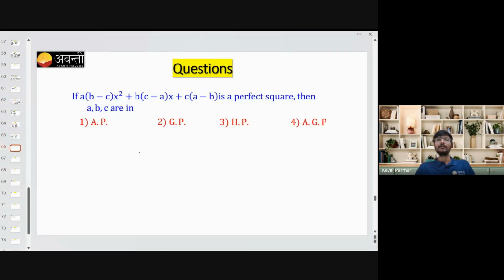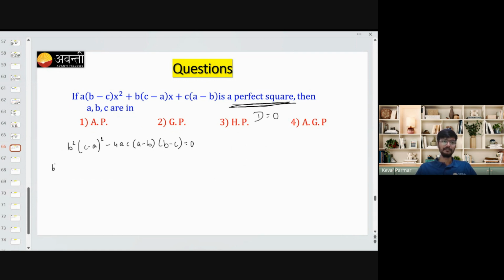Now, this is a very interesting question and a good one. It is given that the quadratic equation is a perfect square. What does that mean? If a quadratic equation is a perfect square, that means its discriminant is equal to 0. So here, let's find the discriminant. It's b square minus 4ac, so a minus b, b minus c is equal to 0.